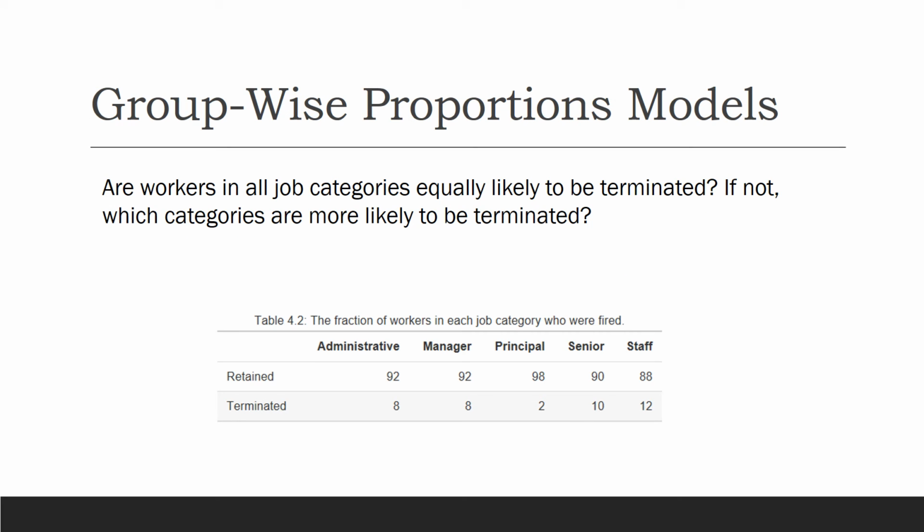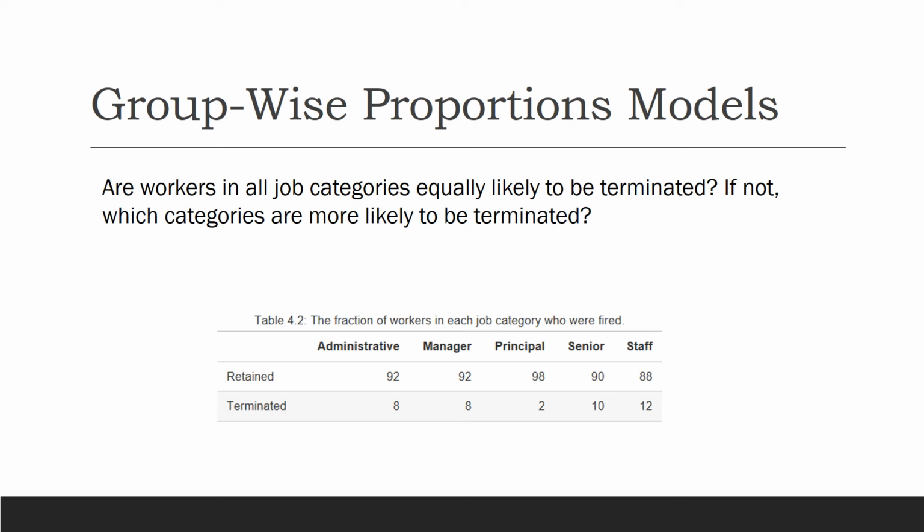It's also sometimes useful to look at groupwise proportions models. For instance, we might be wondering, at a company that has been laying off employees, are workers in all job categories equally likely to be terminated? And if not, which categories are more likely to be terminated? And we could break the workers up into job categories: administrative, manager, principal, which is someone who owns the place, senior or staff, and then look at the proportion, or here it's actually represented in percentages, of people that are retained and terminated in each group.